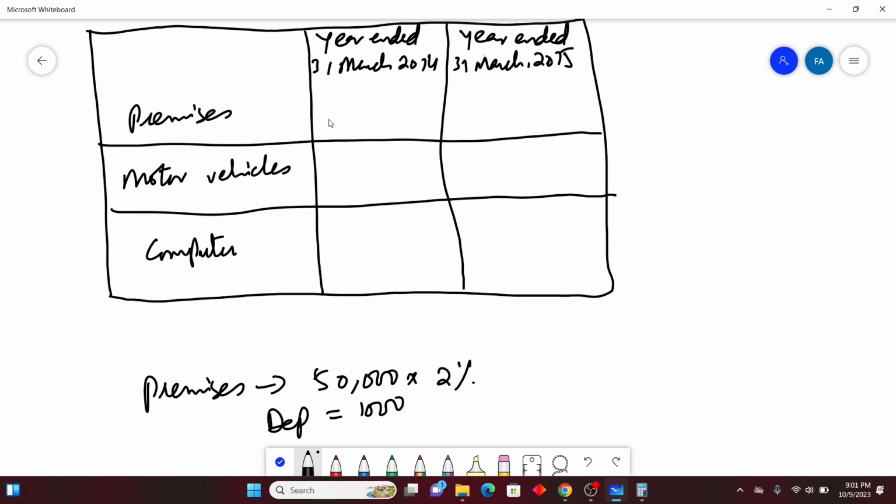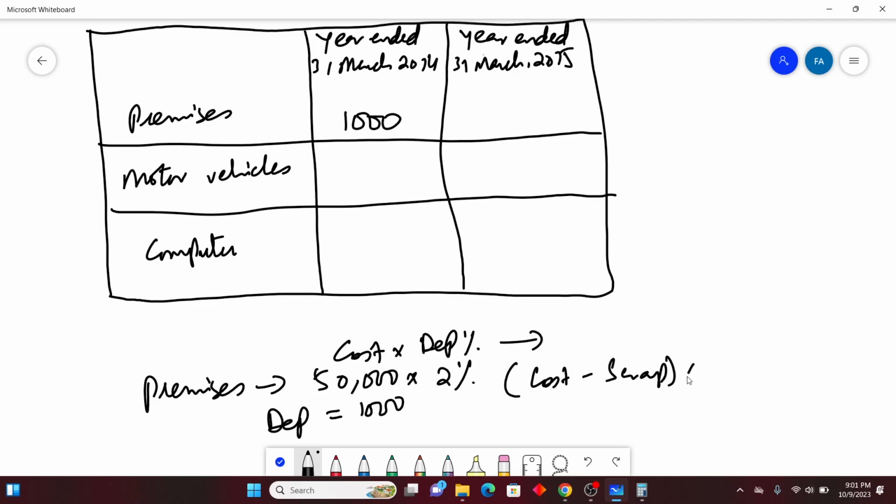Whenever there is straight line method, always multiply the cost with the depreciation rate. So this is the formula, cost into depreciation percentage. Okay. So I hope I have told you this formula. Where you don't have the estimated useful life, how do you calculate the depreciation? You calculate it by cost minus scrap multiplied by percentage. This is the formula for straight line method, SLM. So cost minus scrap is 0 if it is not given in the question. So cost into percentage of depreciation, which is given in the question. So you multiply it, you got an answer of 1,000.